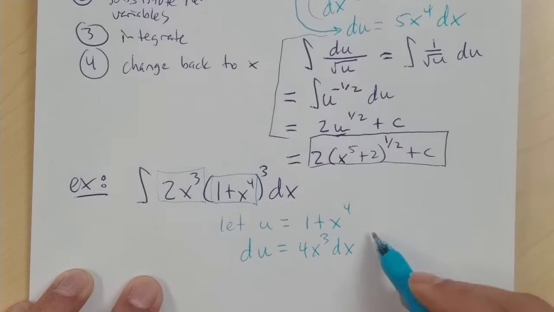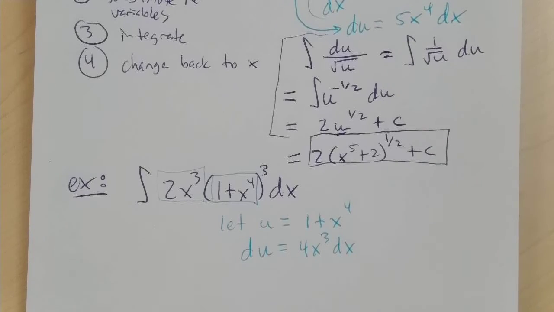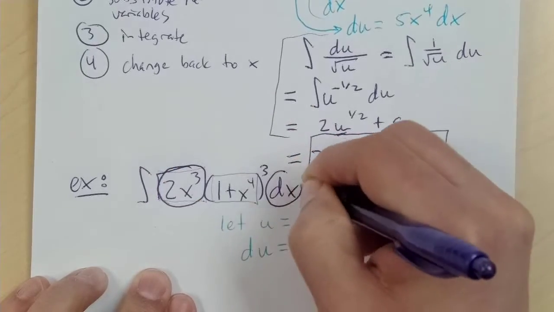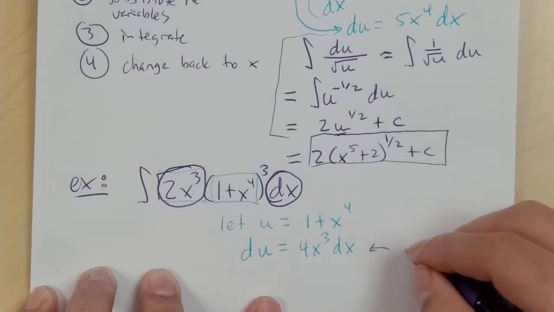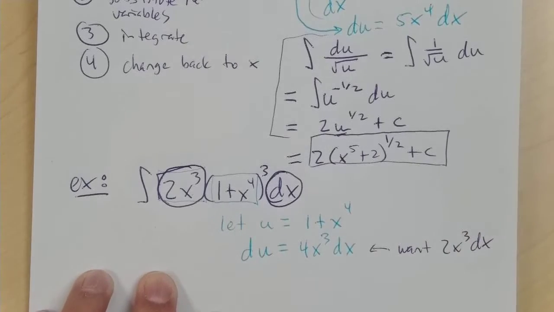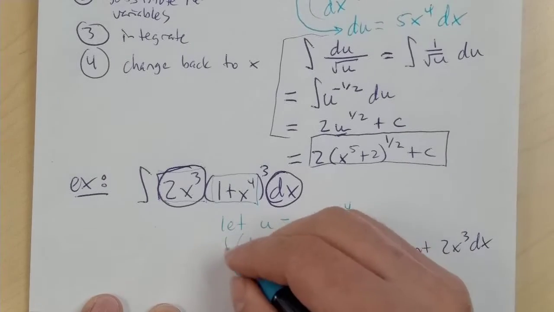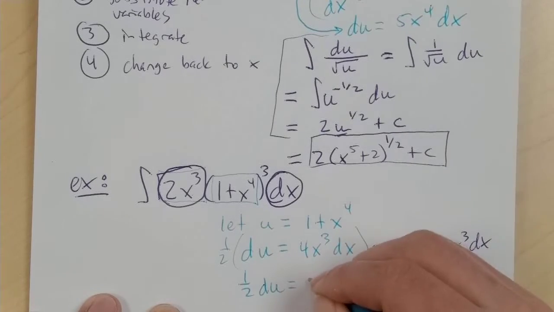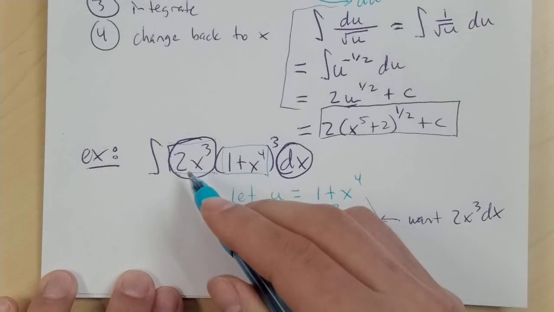Okay, and so now we're here. We're not quite where we need to be because we want to get 2x cubed dx, and right now I have 4x cubed dx. So we want this to be 2x cubed dx so that I can just swap that out. We can easily make that happen. Just multiply everything by 1/2. And so now I get that 1/2 du is going to be 2x cubed dx. And now we're ready to substitute everything in.